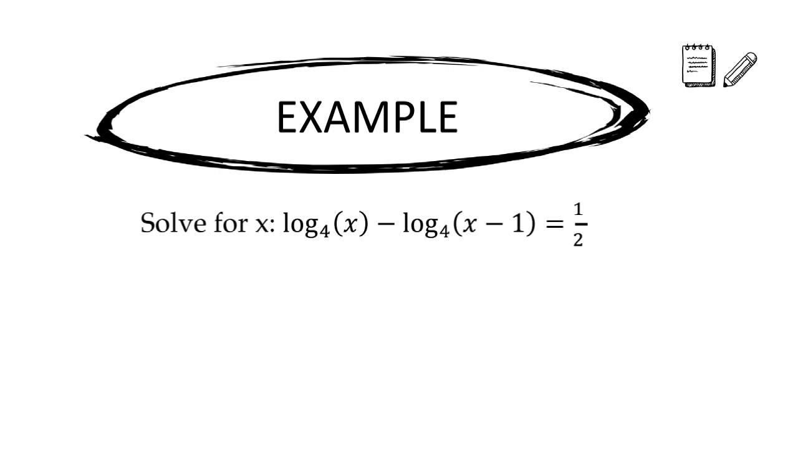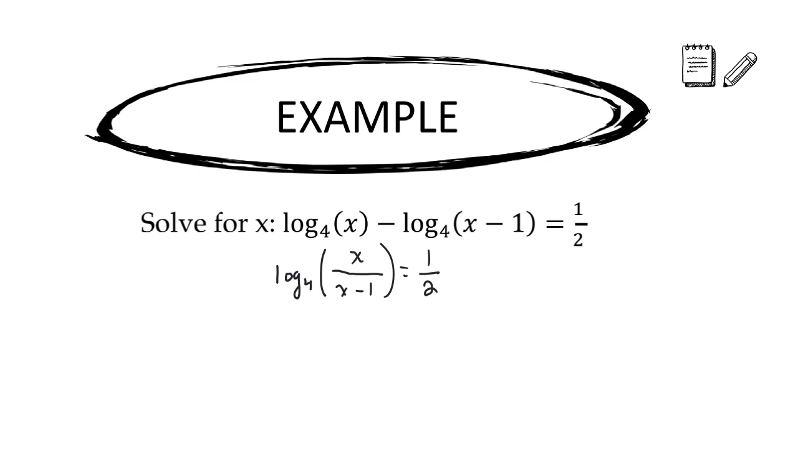To solve this equation, I'll start by using the quotient rule, since the logs on the left-hand side of the equation have the same base. That allows me to rewrite this as log base 4 of the quotient x divided by x minus 1. And this, of course, is equal to 1/2.